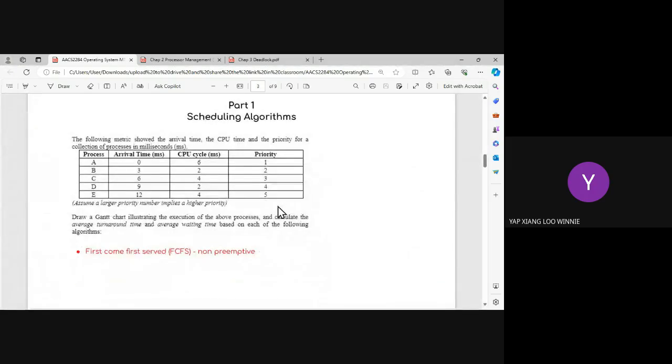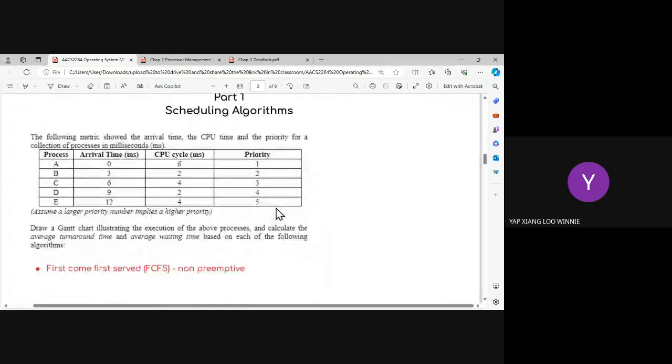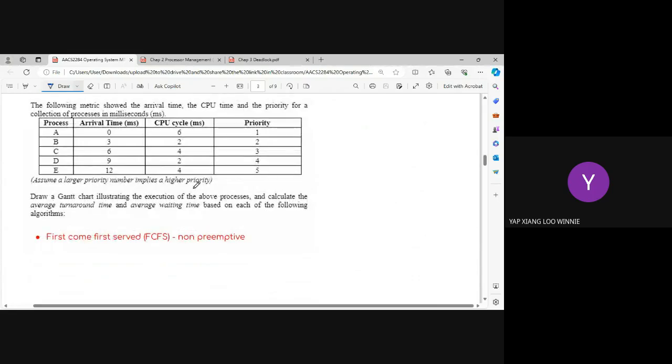I screenshotted a sample question over here, so we're going to do it together. Whenever you watch this and have questions, just come to me. A few things to highlight before we start. No matter which algorithm, whether preemptive or non-preemptive, first thing first, we always look at the arrival time. Make sure you look at the arrival time. Only then do we go through the condition second.